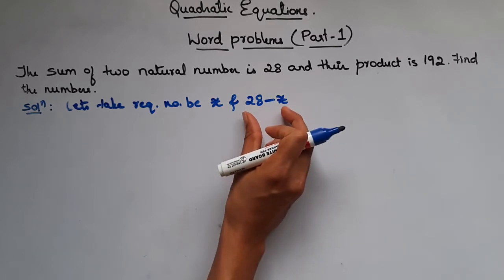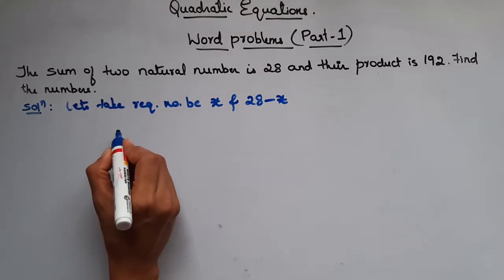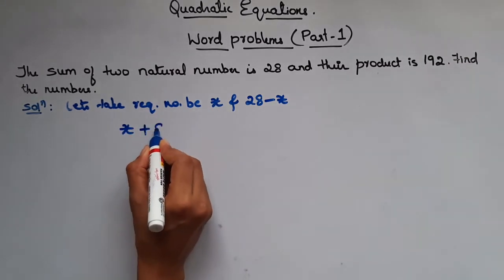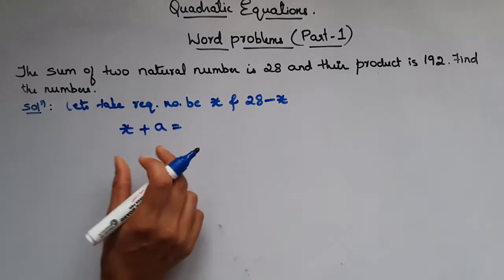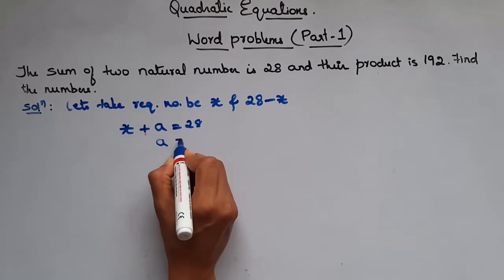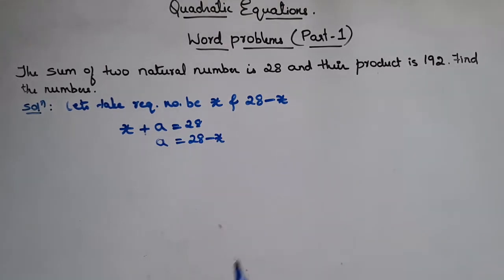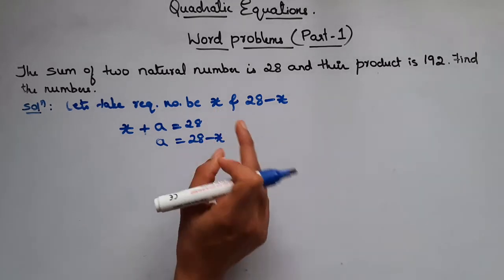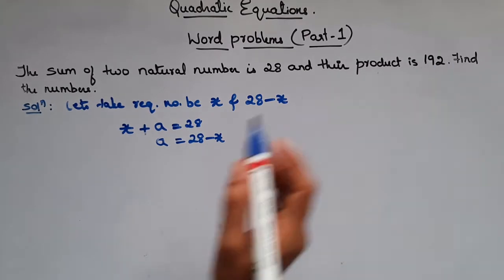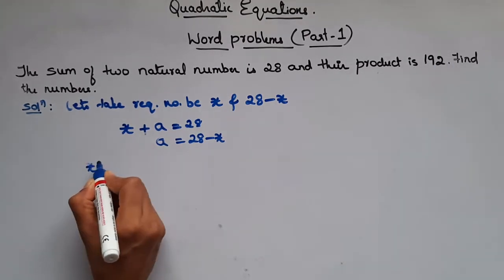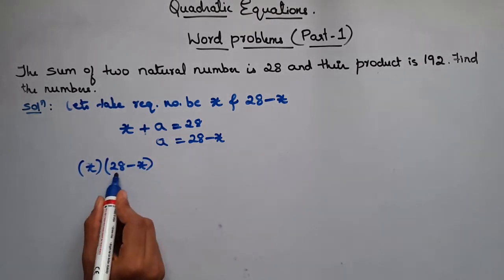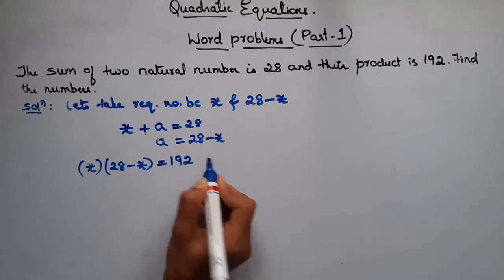So if you wonder how this 28 minus x came here, that is nothing but, if you see, the first number is x, we have taken x, right? Plus, let's say a is your second number, and the sum of the numbers is equal to 28, right? So here the second number is nothing but 28 minus x. So now your two numbers are x and 28 minus x. Their product is 192, right?